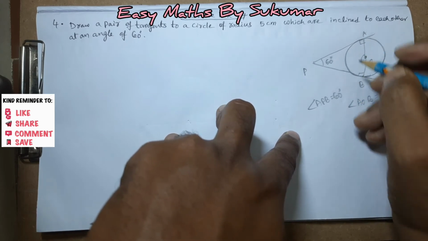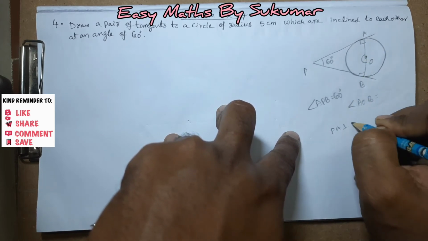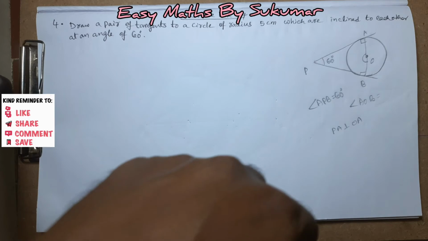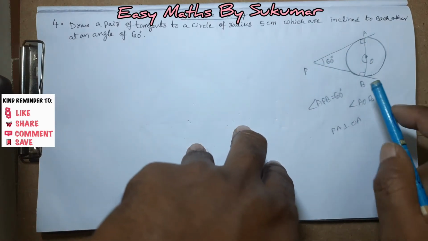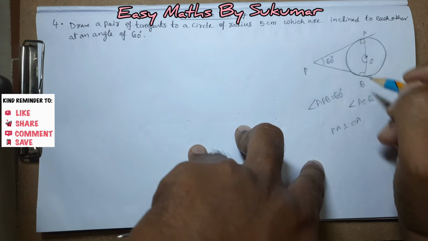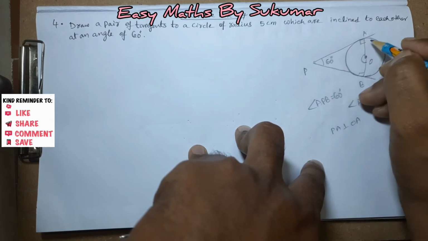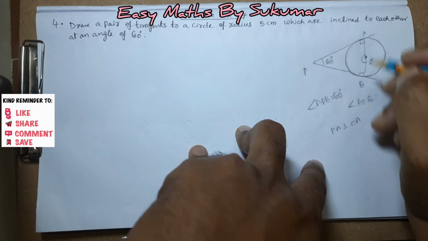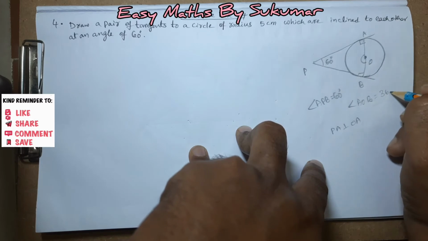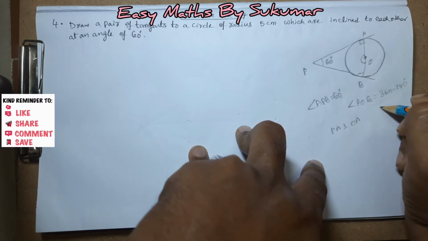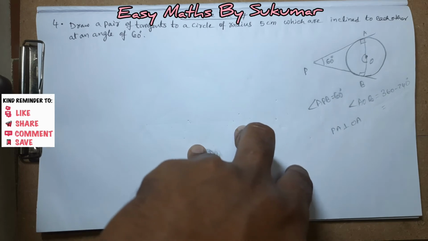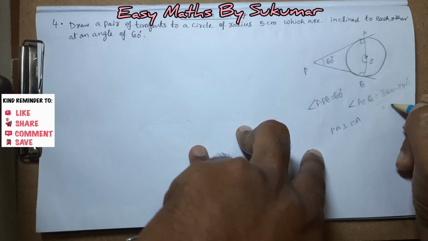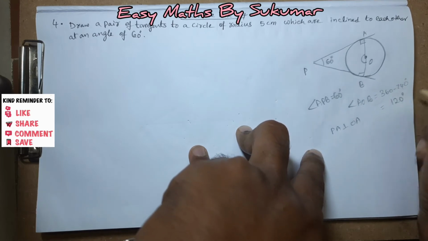Why? This PA and OA are perpendicular to each other. The reason is the angle between radius and the tangent at the point of contact is 90 degrees. Therefore, this is 90, 90, 60. What about this angle? 90 plus 90, 180, 180 plus 60, 240. So this angle AOB is 360 minus 240. The reason is sum of the angles of a quadrilateral is 360 degrees or 4 right angles. So this angle AOB is equal to 120 degrees.